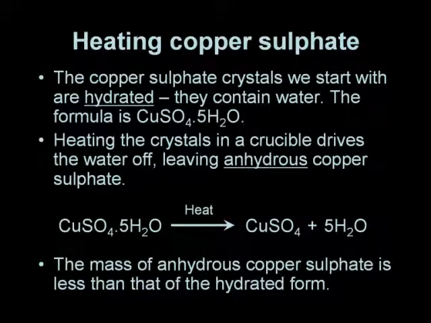Well, the blue copper sulfate crystals we started with are hydrated copper sulfate. This means the crystals contain water. The formula is shown on the screen. If you heat these crystals in a crucible, you drive off the water, leaving behind anhydrous copper sulfate, which is white or colourless. The symbol equation is shown below. The important thing is that the mass of anhydrous copper sulfate is less than that of the hydrated form because the water has been removed.